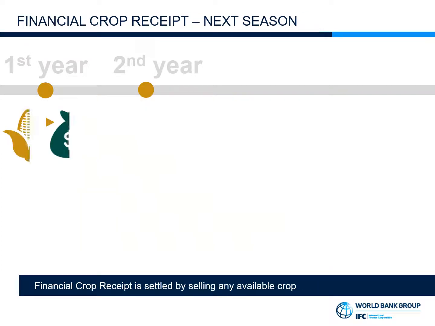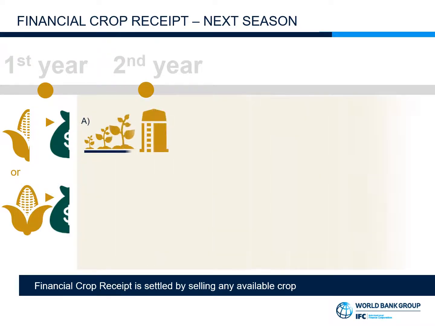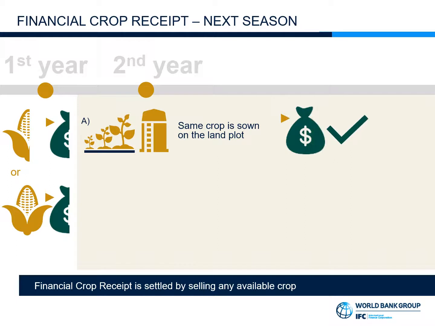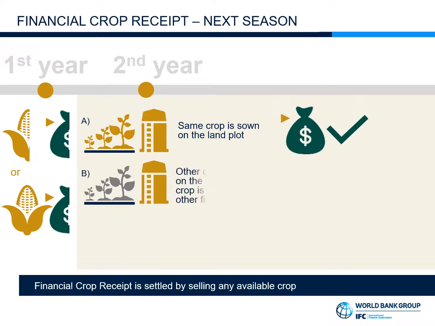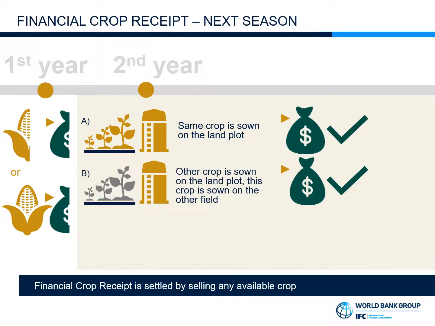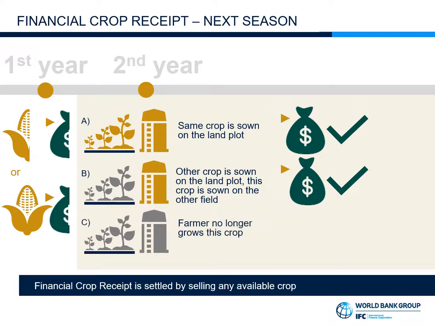For the financial crop receipt, in case of partial seizure of the collateral, the remaining part will be seized in the next season, regardless of what crops the farmer plants. The creditor can always go to court as well.